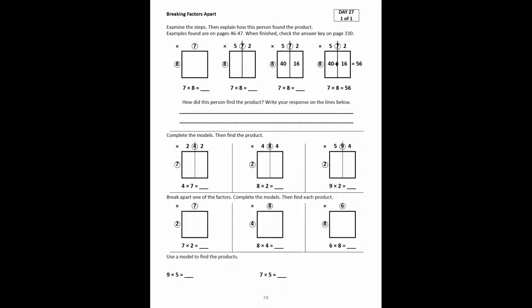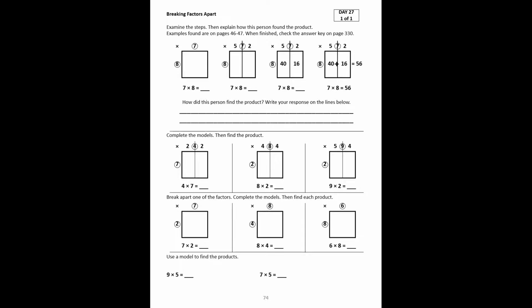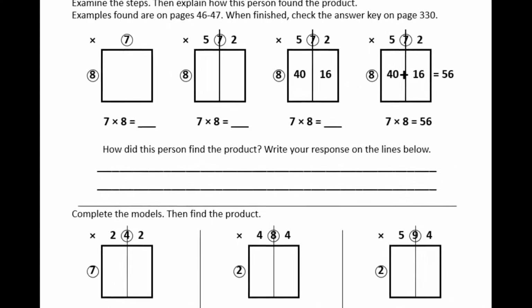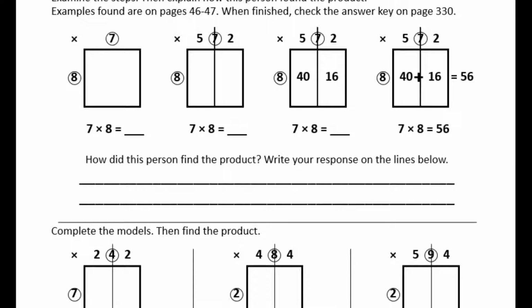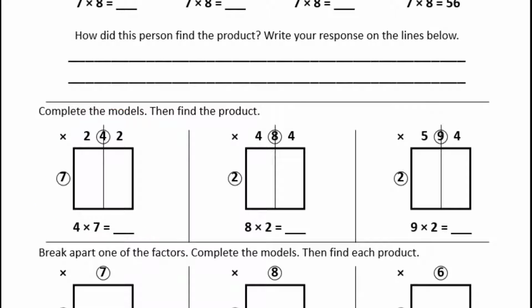On day 7, which is breaking factors apart, there's a noticeable shift. First, there's only 1 page so that students can slow down and think deeply about these ideas. Also, this page is going to focus deeply on number sense and taking numbers apart in useful and important ways, and it's going to offer students choice in how they do that.